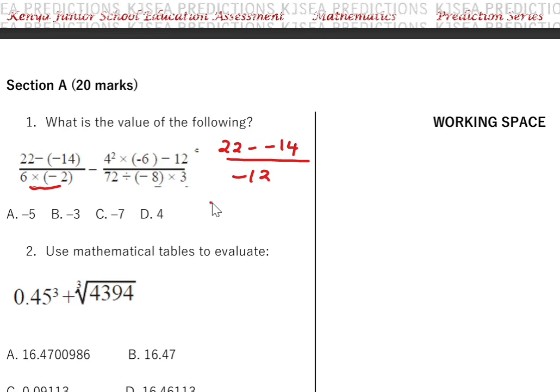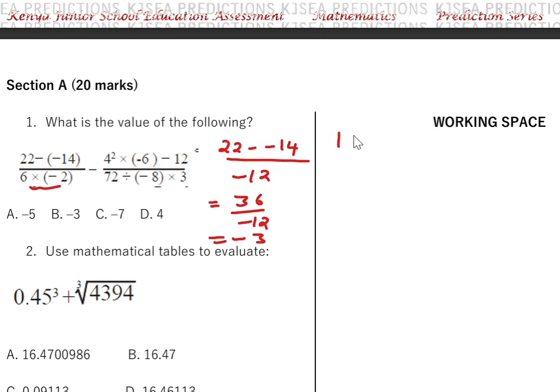If I take 22 minus and minus 14, when you have minus and a minus, it becomes a plus. So 22 plus 14 is 36 divided by negative 12. If you divide these two, you can see the answer is negative 3. That is for the first part. And then we come to the second part. Here we have 4 squared. If you take 4 times 4, you get 16.